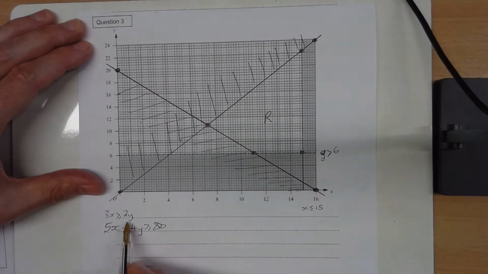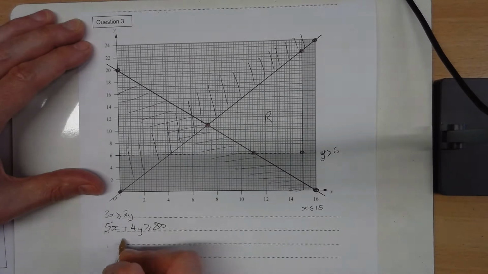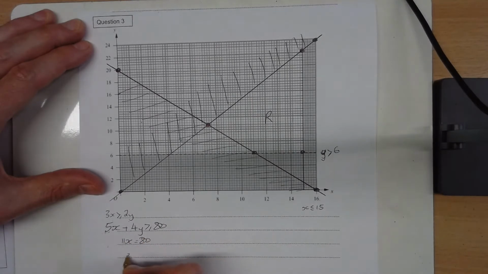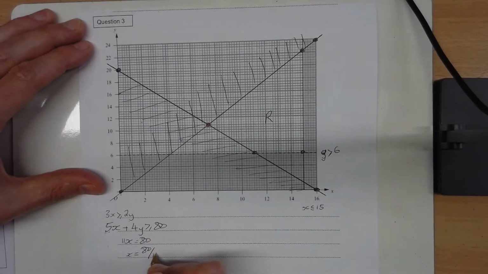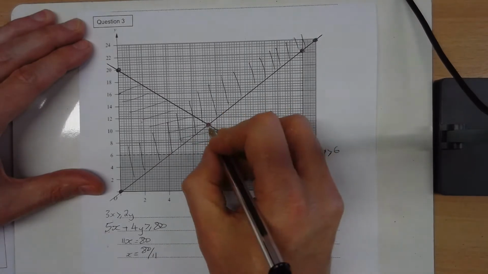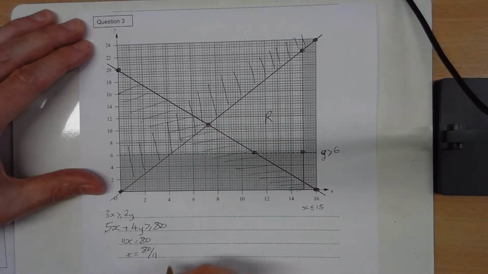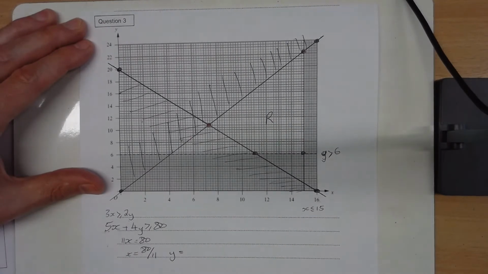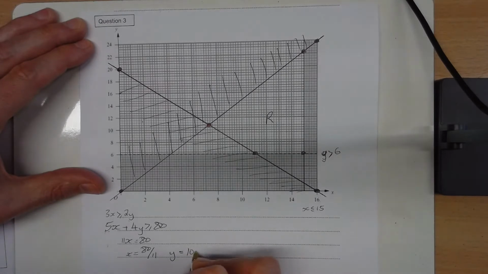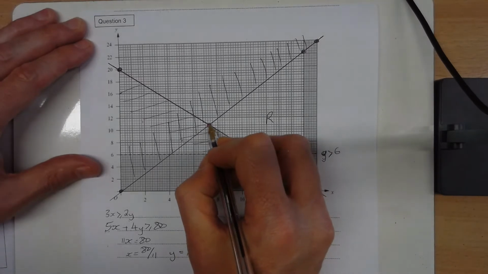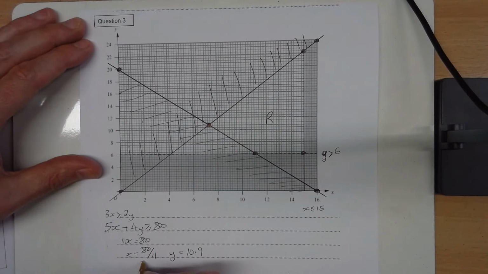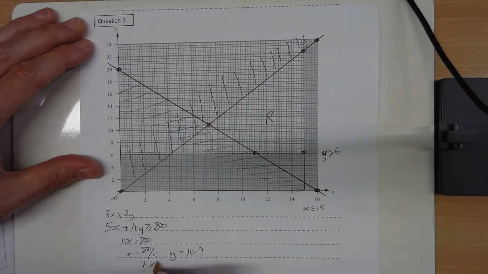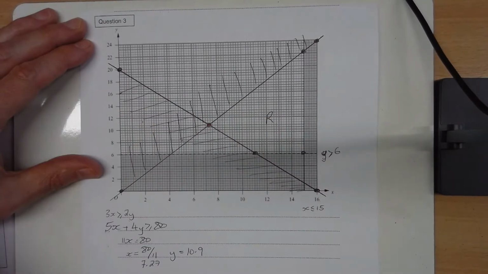I think if I just look, 2y is 3x, so 4y would be 6x. So I think it's meeting at 11x equals 80. So I've got 80 over 11, that's 7 and a bit, isn't it? Yeah, that looks about right. So 7 and a bit as my x value, and that y value is 10.9. And that looks like it meets about there. So 7.27, that's where they meet, 7.27 and 10.9.